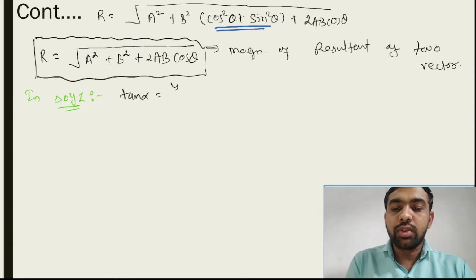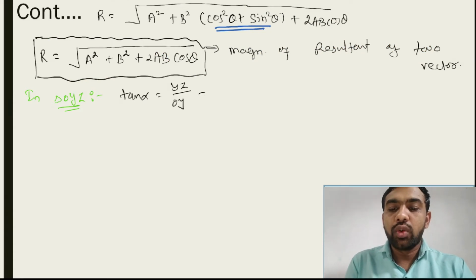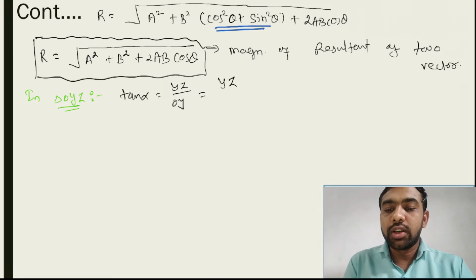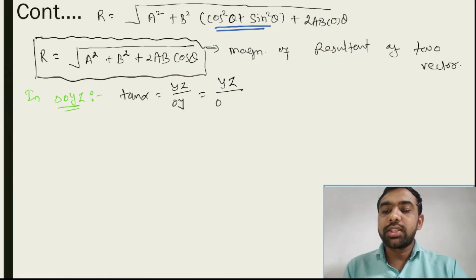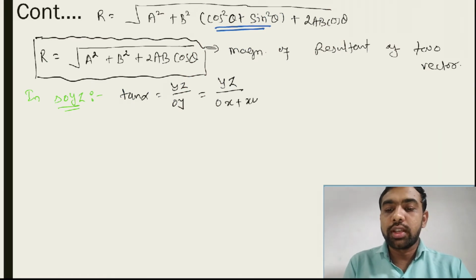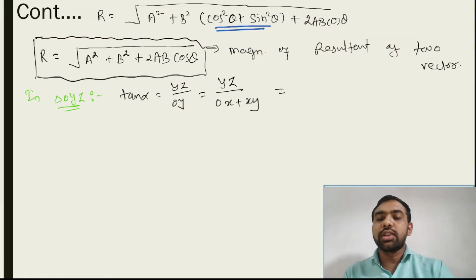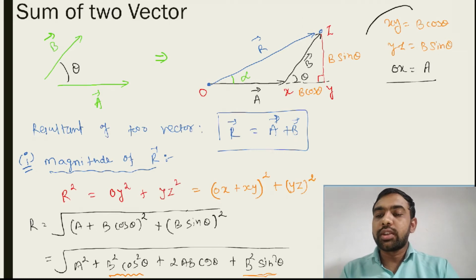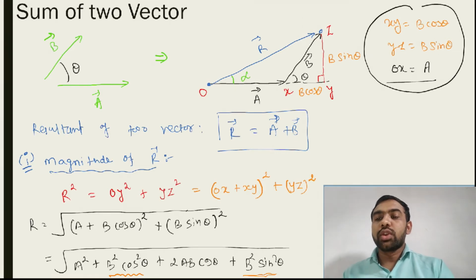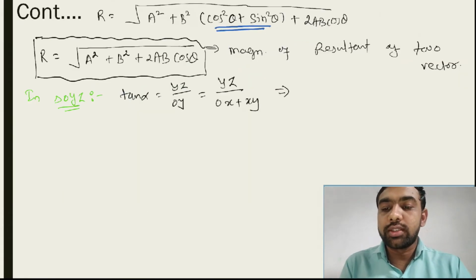tan alpha is equal to yz upon oy. So yz is as it is, upon oy is what? oy means ox plus xy. So put all these values, which we know here, they are all written here. So xy is b cos theta, yz is b sin theta, and ox is a. So put this in. What is the answer?